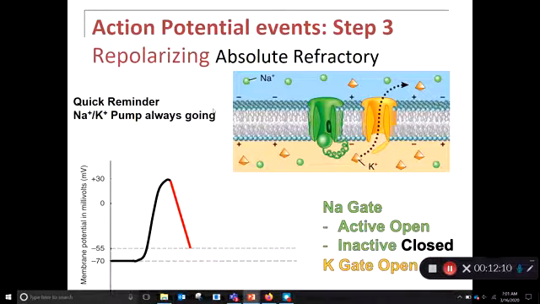Also, a quick reminder that your sodium potassium pump is always going. It is trying to pump sodium out and potassium back in, helping restabilize that sodium potassium balance.